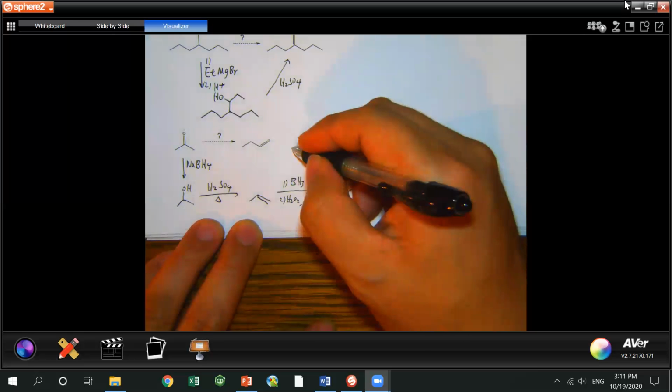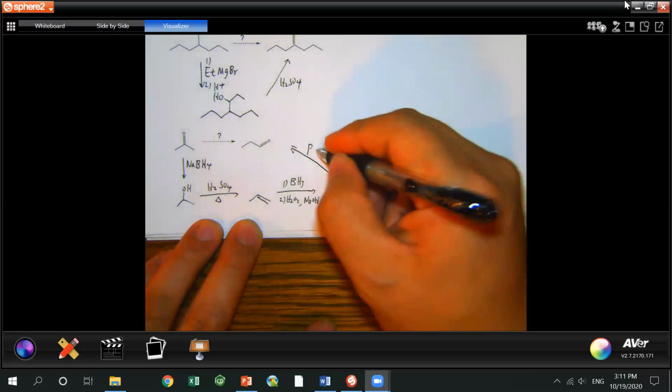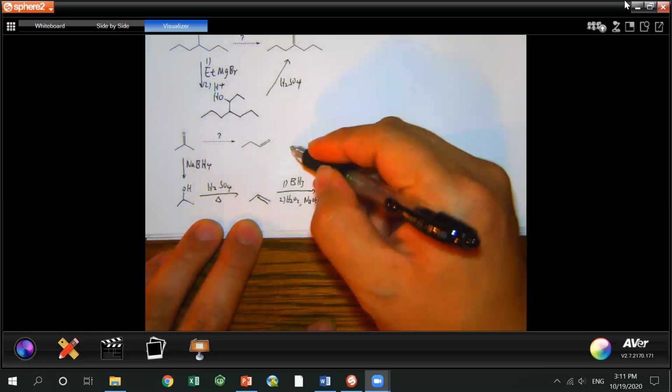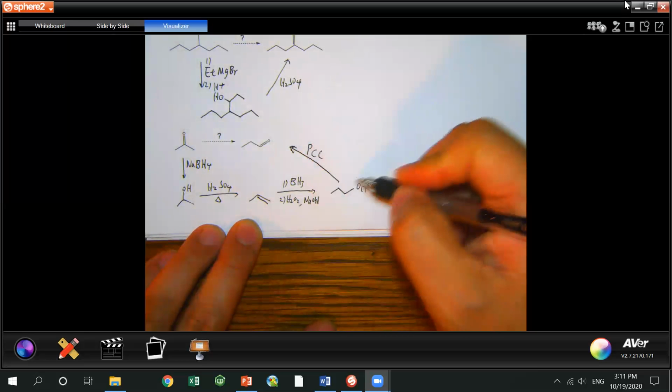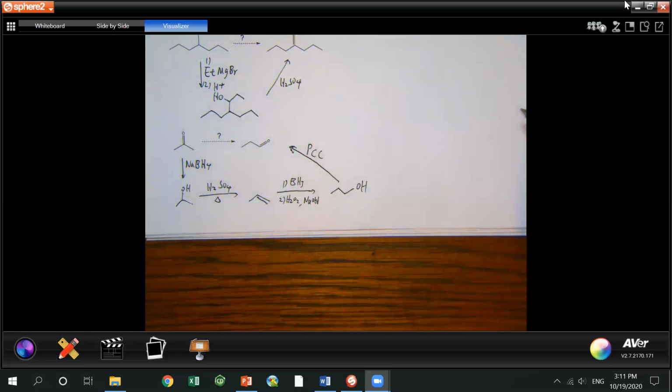We learned one special reagent can do this. That's the PCC. PCC can oxidize the primary alcohol into an aldehyde, just the one step. Other reagents give over-oxidation, giving the carboxylic acid. All right, so that's about the discussion.